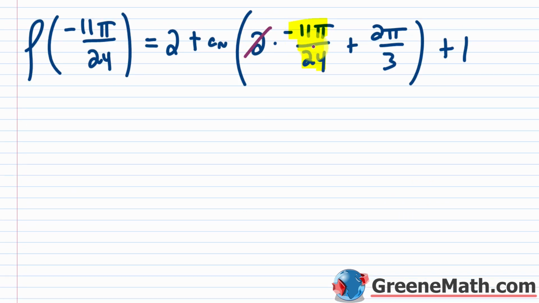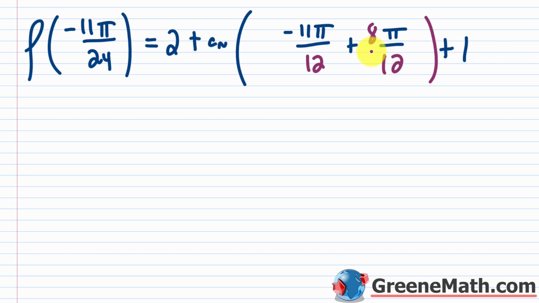You can think about this canceling with this and giving me a 12 down here, and then I could multiply this. Let me scooch this down a little bit. I could multiply this by 4 over 4, so I have a common denominator. So this would be negative 11 pi over 12, and then plus this would be 8 pi over 12. So let me write that in. And then you would have negative 11 pi plus 8 pi, that's negative 3 pi. So you'd have negative 3 pi over 12. And of course, that's going to simplify to negative pi over 4.